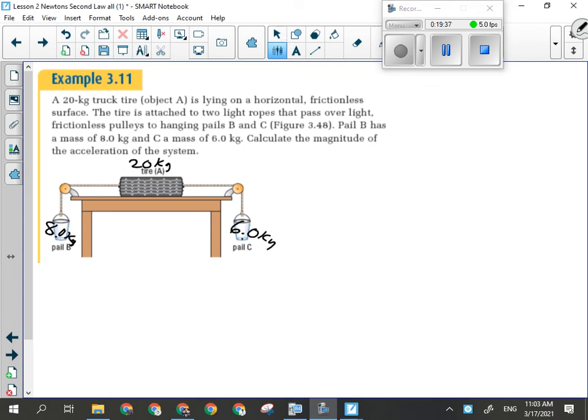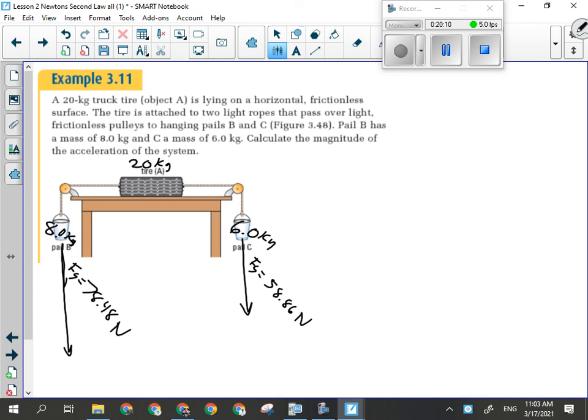So we're going to have a force of gravity pulling on the 6 kilogram pail. That'll be 58.86 newtons, 6 times 9.81. Right, and then we're going to have a force of gravity acting on the 8 kilogram one, 78.48 newtons. There's no friction on the table, even though in the real world there probably would be. So these are my only two forces.